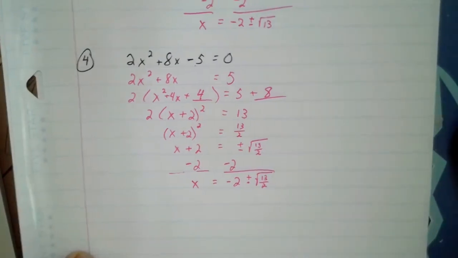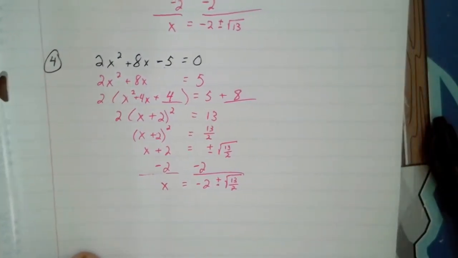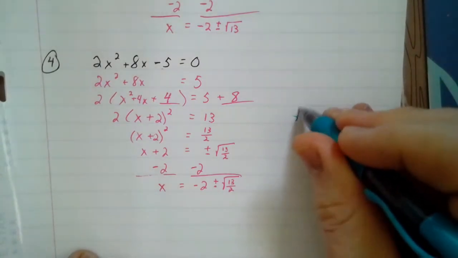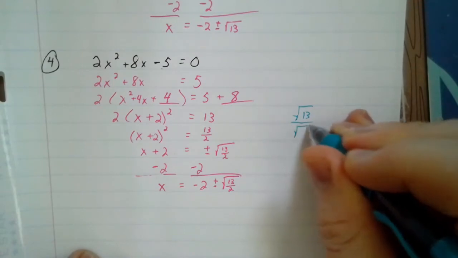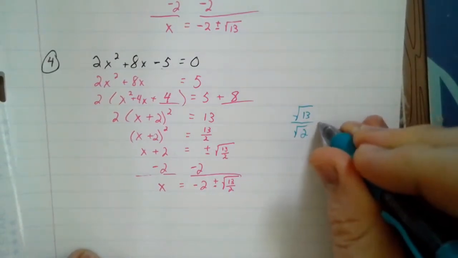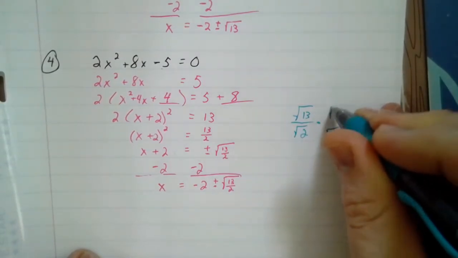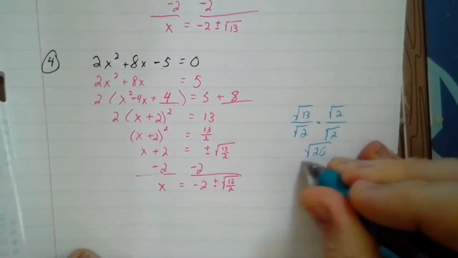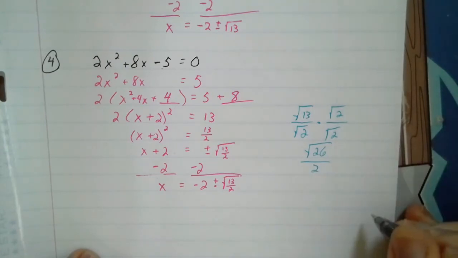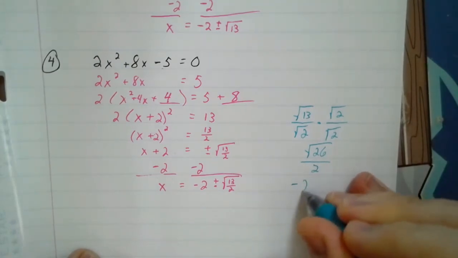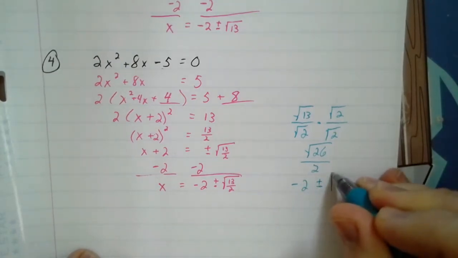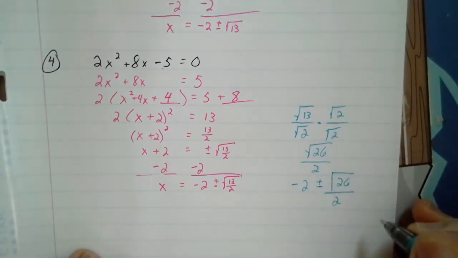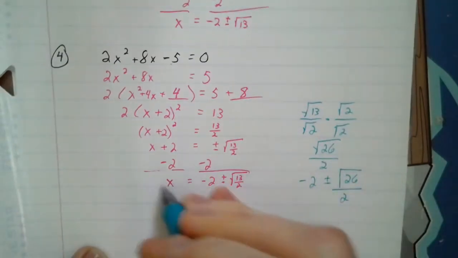All right. If you want to go through the work, you can do that, right? So here, if we've got the square root of 13 over 2, we can break that up as square root of 13 over square root of 2. We'd multiply top and bottom by square root of 2, right? And we would get the square root of 26 over 2. So technically this answer would be negative 2 plus or minus the square root of 26 over a rational 2. Okay. But here, I'm okay with this for now.